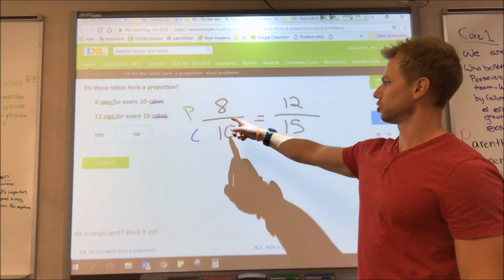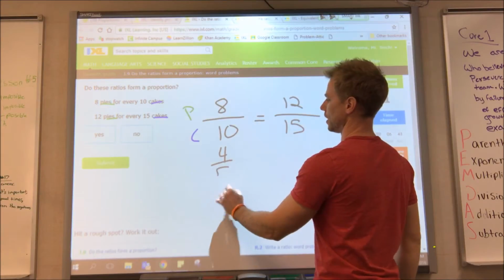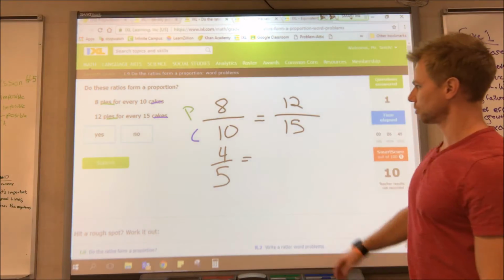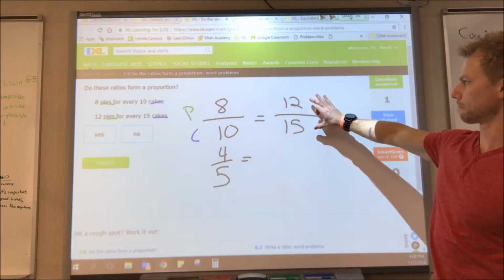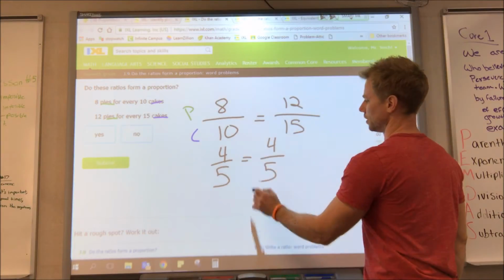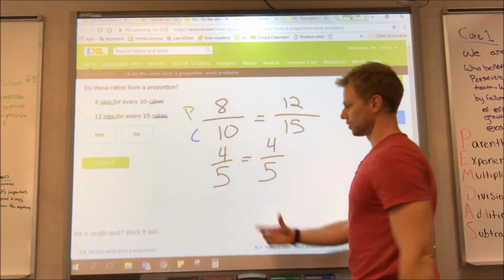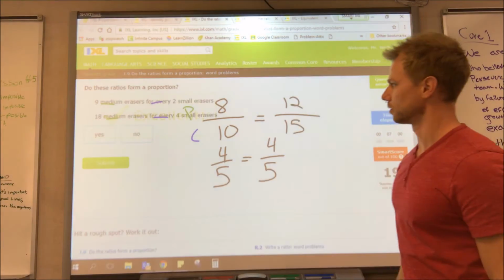Let's see, 2 goes into 8, 2 goes into 8 4 times, 2 goes into 10 5 times. Over here, the greatest common factor here is 3. 3 goes into 12 4 times, 3 goes into 15 5 times. Turns out to be the same ratio, so yes, forms a proportion.